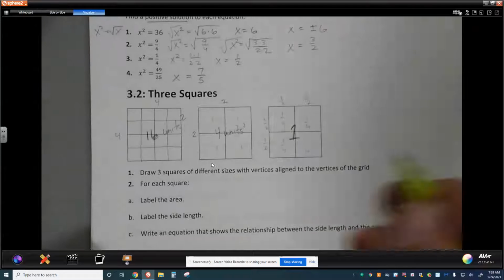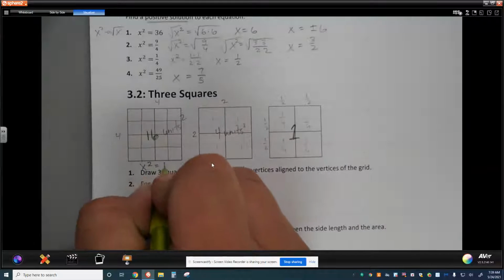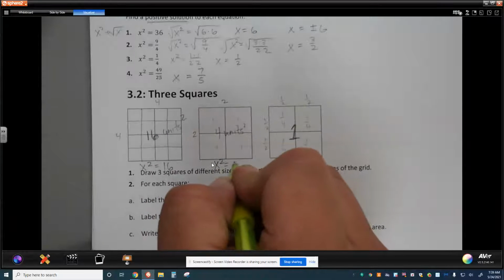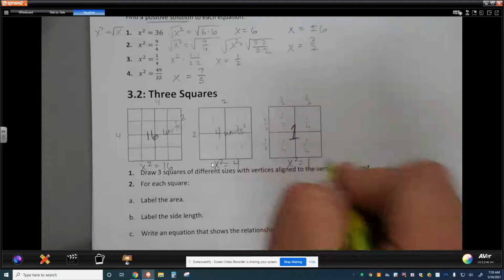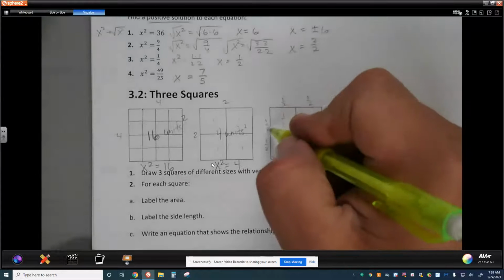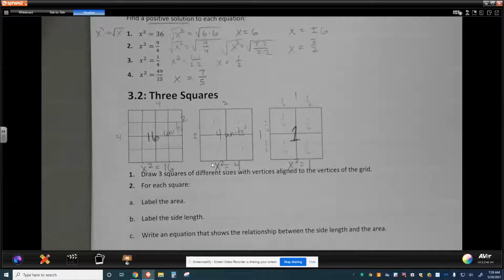The equations that show these ones, we would see x squared is equal to 16. This one would be x squared is equal to 4. And this would be x squared is equal to 1. Mostly because we see that these sides are 1 by 1, right?